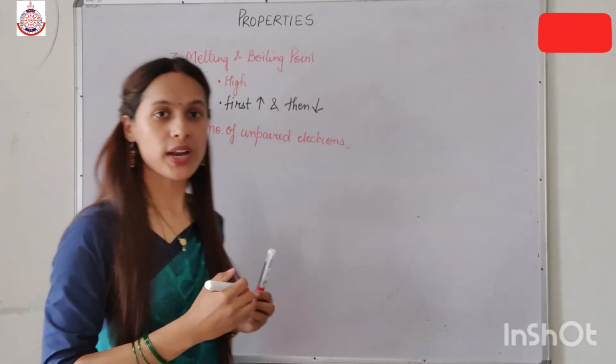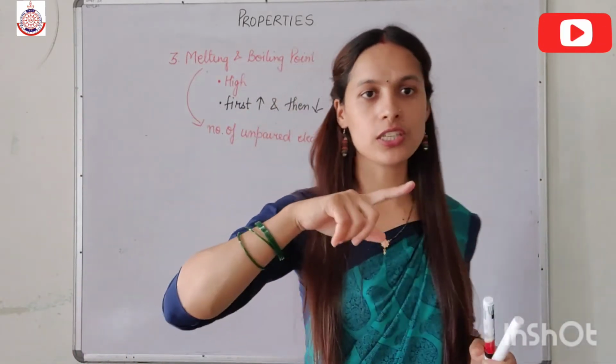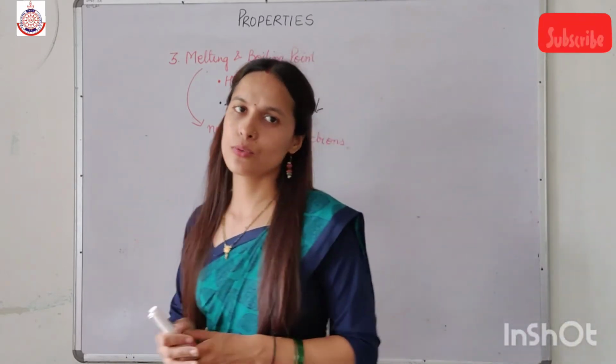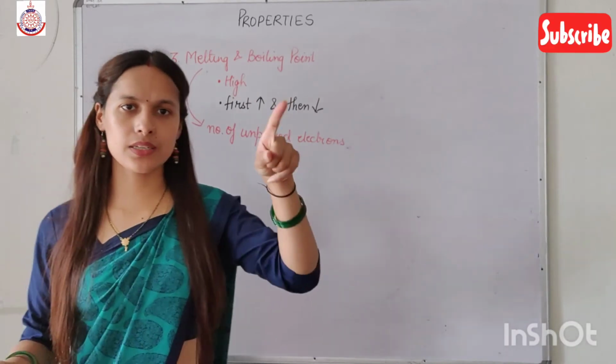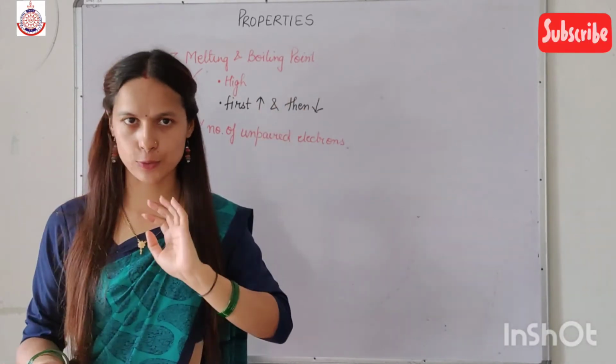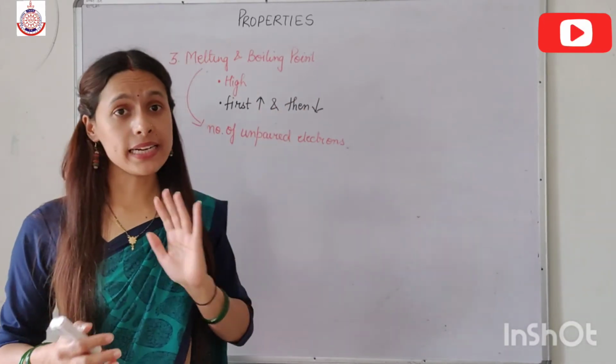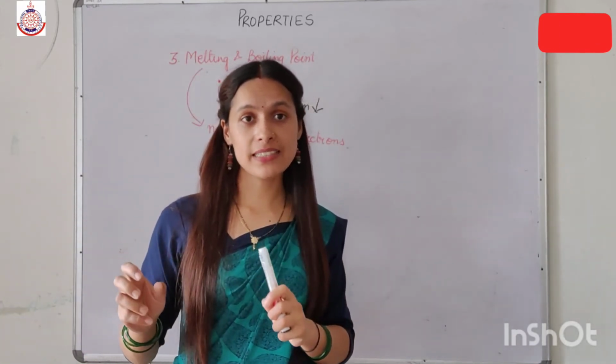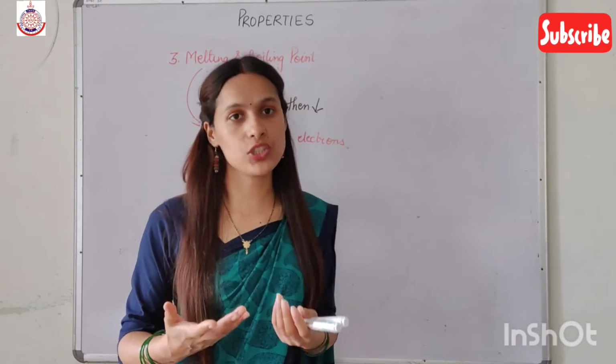Now, when we move left to right in a period, what happens? First, the number of unpaired electrons increases and then decreases. So that's why first melting point increases and then decreases. Clear? But we talk about manganese and technetium.